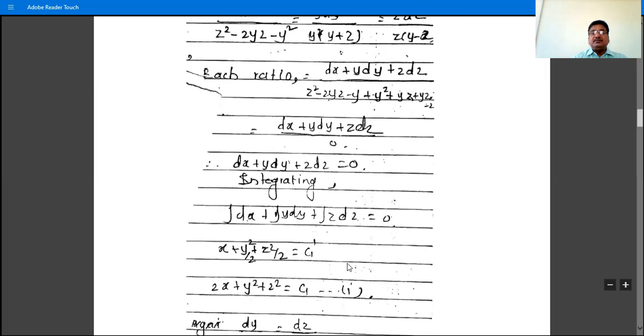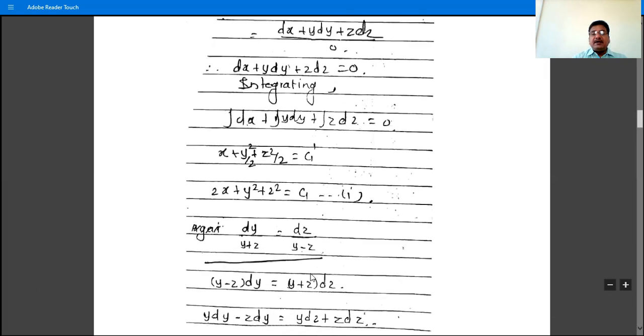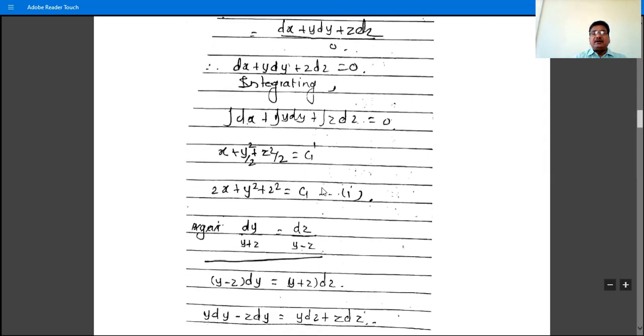And then integrating. Integration of dx is x, integration of y dy is what? y square by 2. Similarly, z square by 2 is equal to c1 dash, then multiplying by 2, we have this, and write 2 c1 dash as c1.